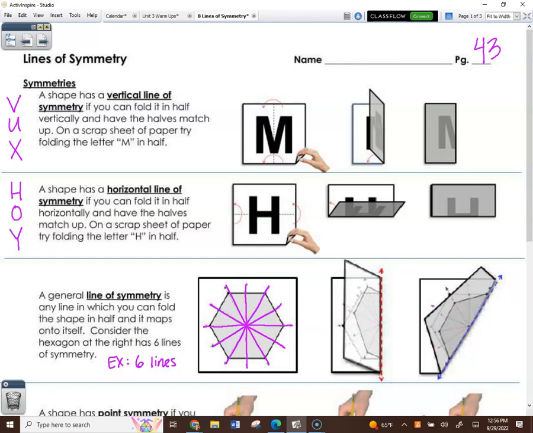Now, how many sides does that shape have? 6. You will notice a pattern with that. It only works with what's called a regular polygon. Regular means every edge measures the same distance, and every angle measures the same measurement. That's what regular means.